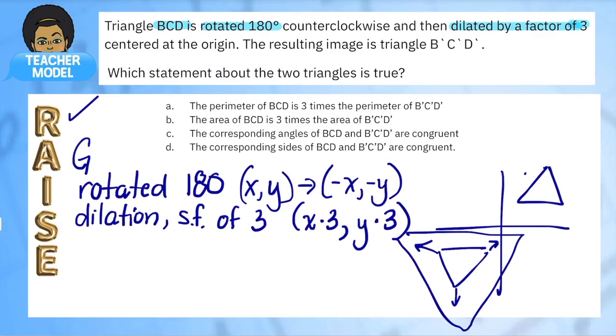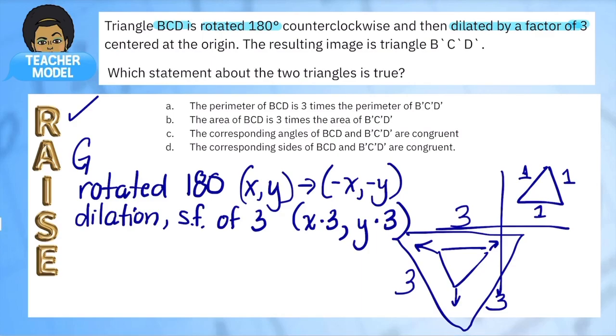So let's see if we can eliminate any of these here. The perimeter of BCD is 3 times bigger. So let's say each side was just, let's just pick numbers, 1, 1, and 1. Now if they're 3, each side is 3 times bigger. I'm not too sure of that one until I draw it out. So we're going to try drawing that one to see if it is true. So let's skip to the next one. The area of BCD is 3 times the area of the other. So again, I kind of want to map one out, and I feel like we need a better triangle to really map this out. So we're going to draw a different triangle here.